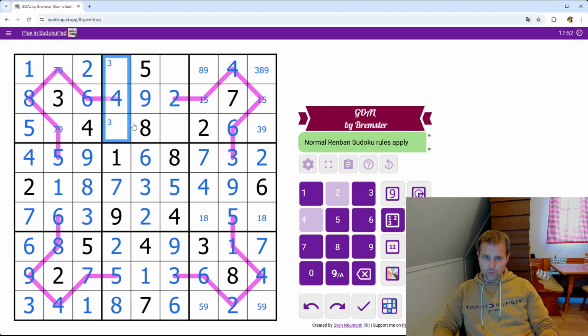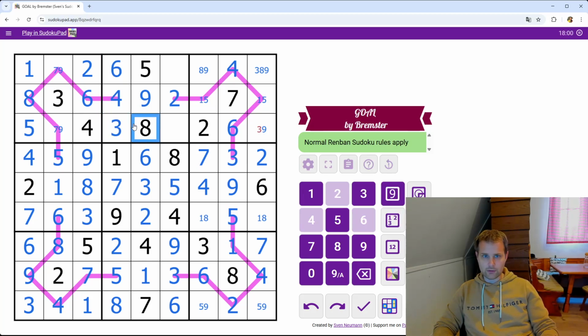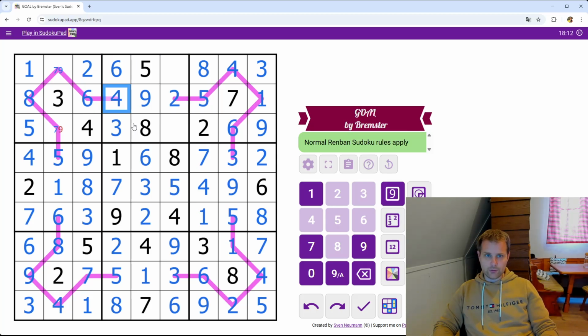These are from 6 and 3, so the 6 will go there, the 3 is going there. Yeah, so I am closing in, and that's always a good feeling, especially with such a beautiful puzzle by BremSter.